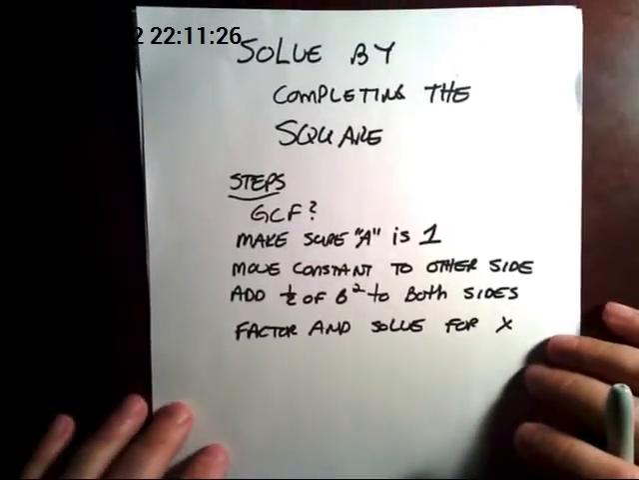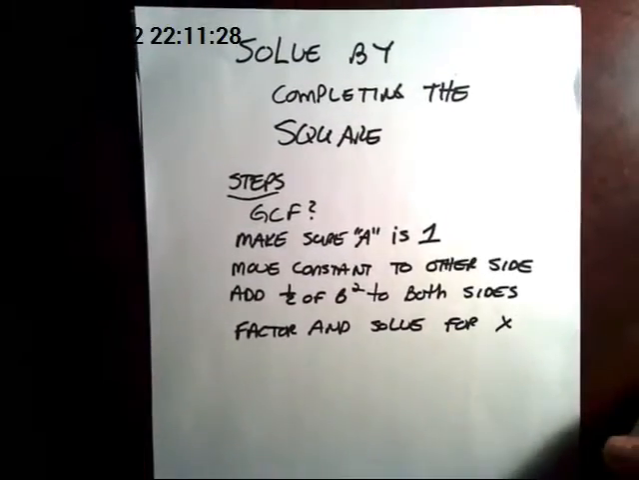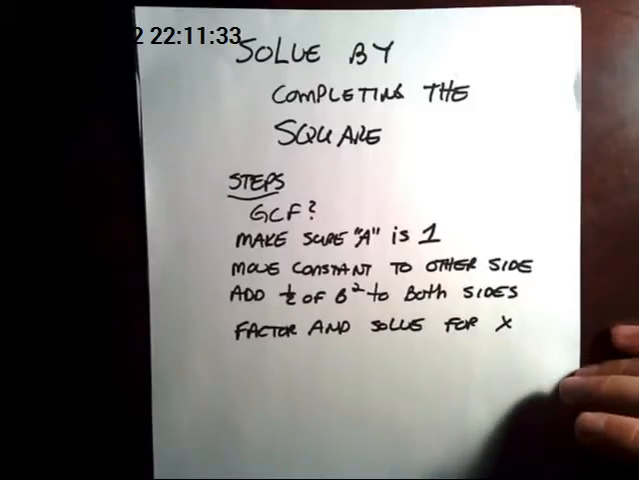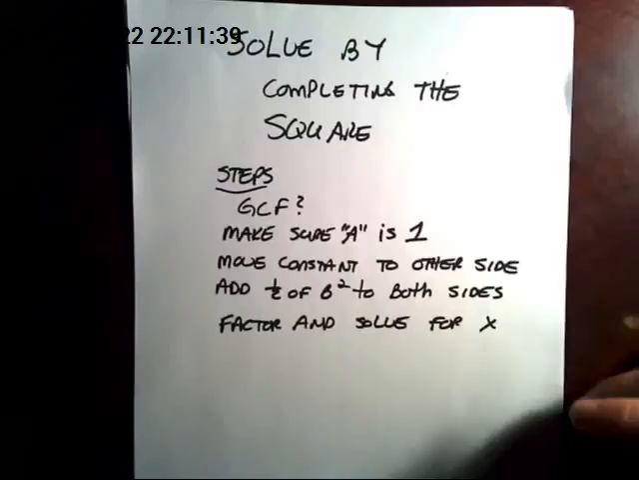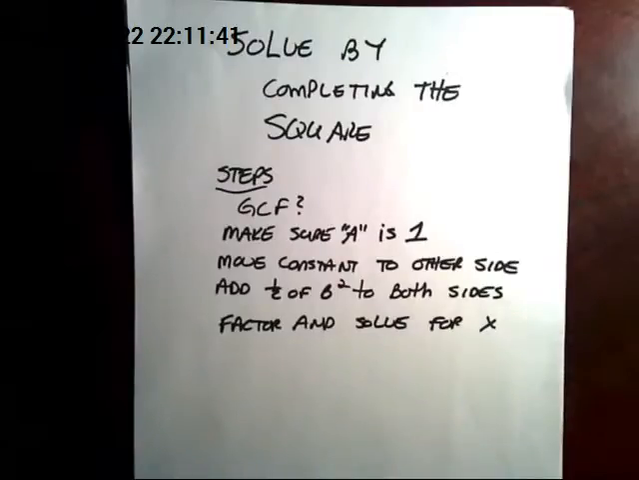One of my favorite methods is to solve by completing the square, other than using the calculator. Steps: as always, look to find if there's a greatest common factor. If there is, it makes your life a lot easier. Make sure the leading coefficient, that is the number in front of x squared, is a 1.